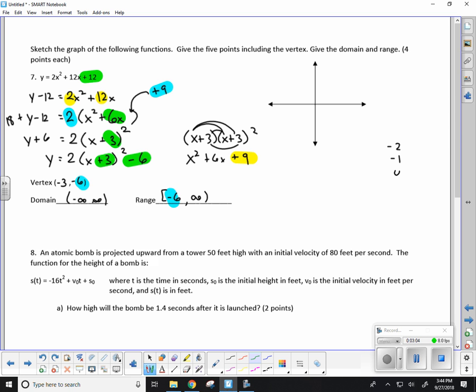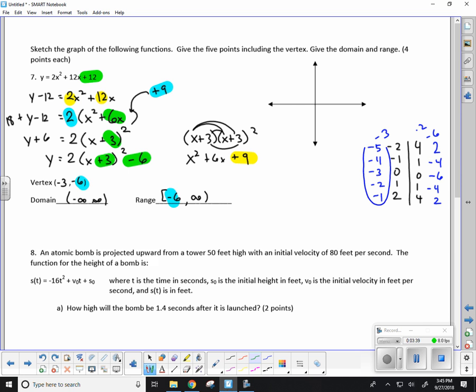Negative 2, negative 1, 0, 1, and 2. When we square them, it gives us 4, 1, 0, 1, 4. We see that there's a plus 3 that needs to happen, so we subtract and do the opposite, getting negative 5, negative 4, negative 3, negative 2, negative 1. And then on the outside, there's a times 2 and a minus 6. So 8 minus 6 is going to give us 2. 2 minus 6, negative 4. 0 minus 6, 2 minus 6, and 8 minus 6.